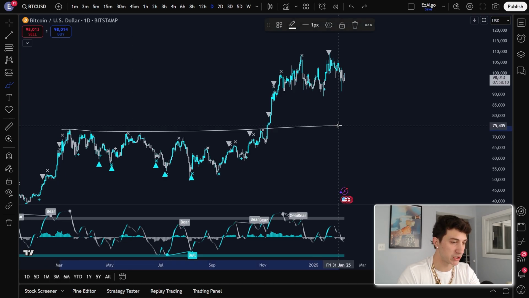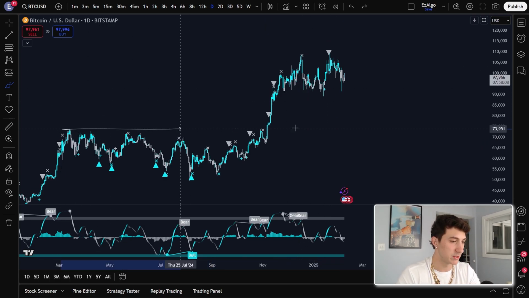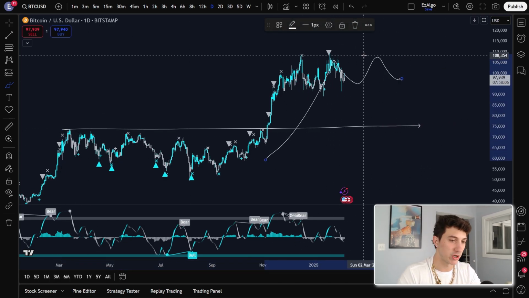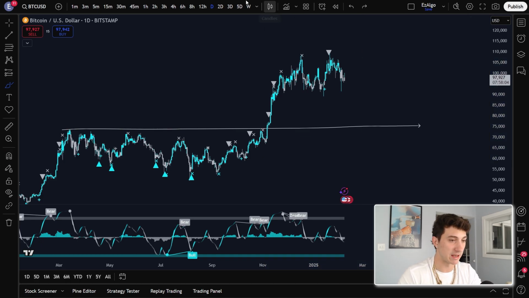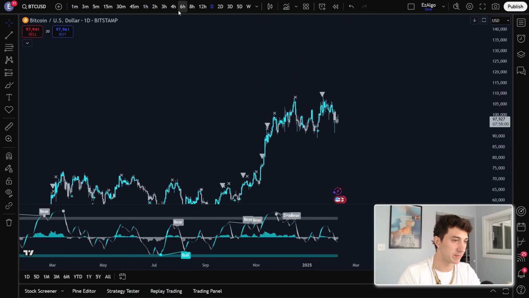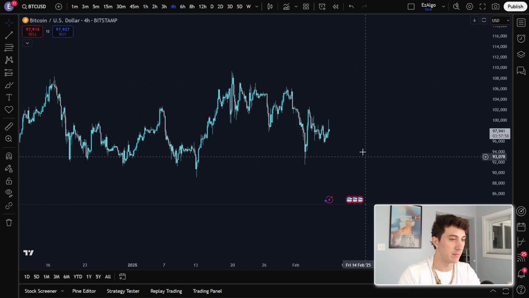Again, this doesn't take much knowledge, guys. This isn't rocket science. You can see we have this break of structure here on a daily. We're trading at 100K. We're bullish on BTC, guys. So what does that mean? Well, it means we're looking for long positions. So this is when we want to drop down to our lower time frame and look for an entry.